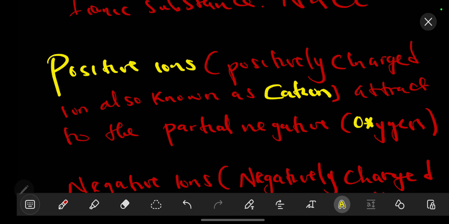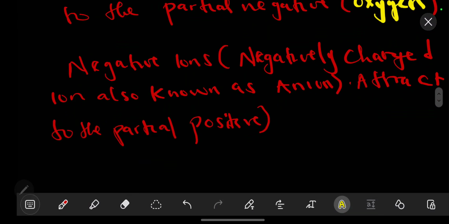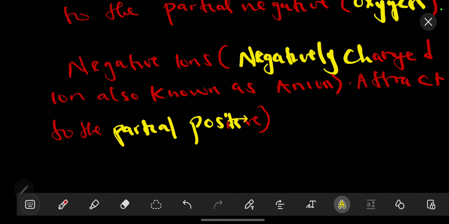In this case, our partial negative in water is just oxygen. Now the partial negative ion, let's say the chlorine in that case, is able to be attracted to the partial positive. So the partial positive in this case, it is attracted to the hydrogen in water. So now that is how water is able to dissolve substances, by this attraction.